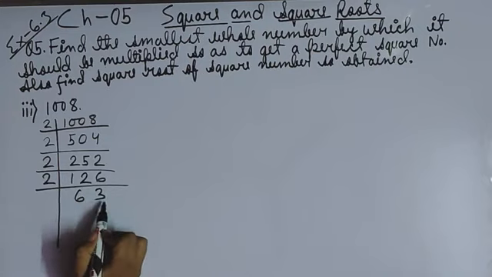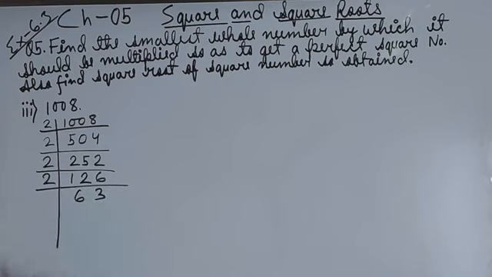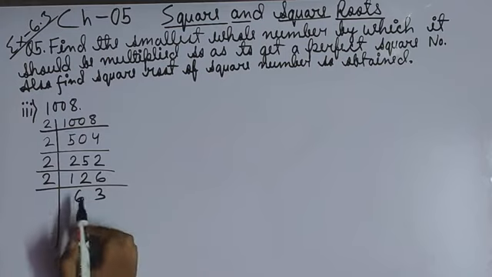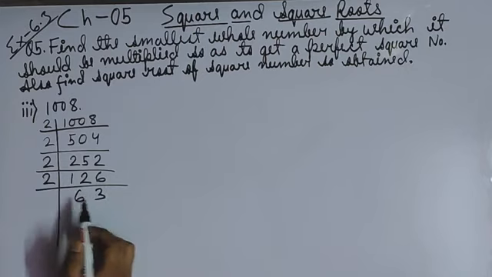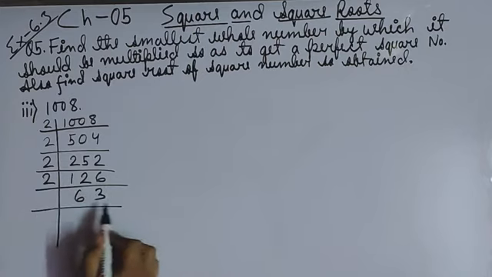Since it contains 3 at the end, this number will not be divisible by 2. So we will check whether this number 63 is divisible by 3 or not. For finding out whether it is divisible by 3, we will add the digits. Digit को add करते हैं. 6 plus 3 gives you 9. 9 is divisible by 3. So hence this 63 will also be divisible by 3.